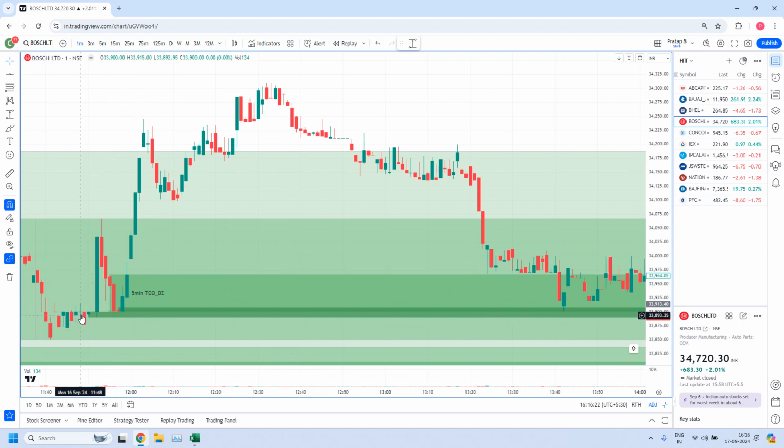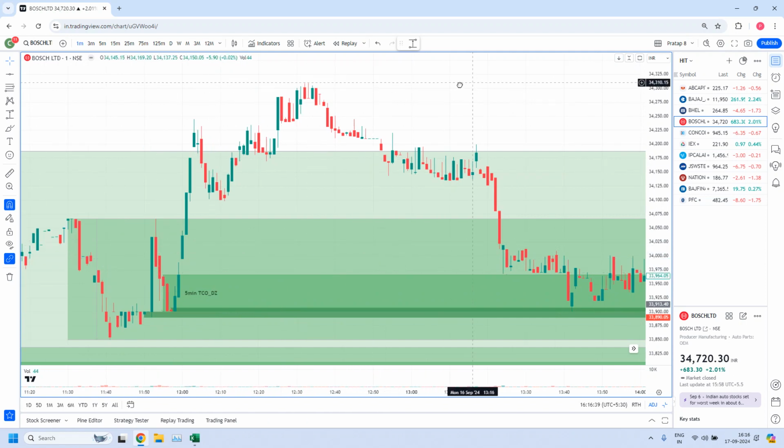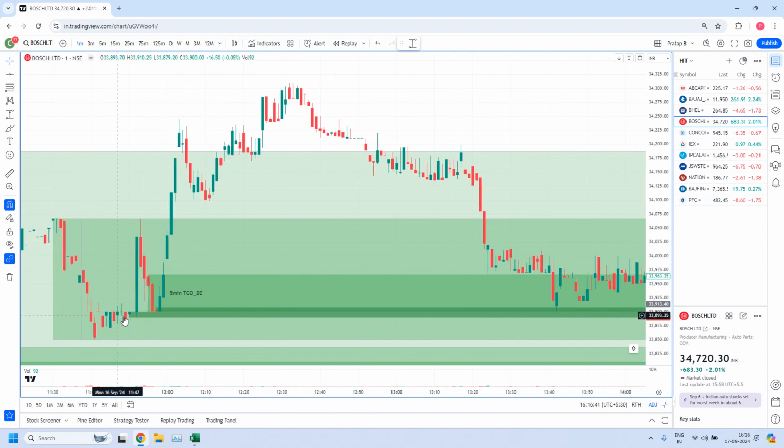Here you may ask a question. This is not a drop base rally. This is a drop, and if you add the hidden body, this is going to be a rally candle. That way again you can consider it, but somehow I ignored that point. That is the flaw in my analysis.